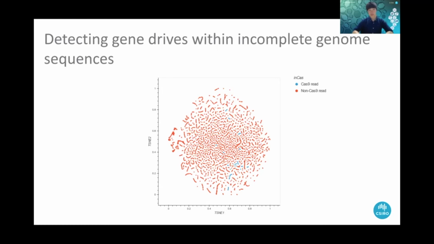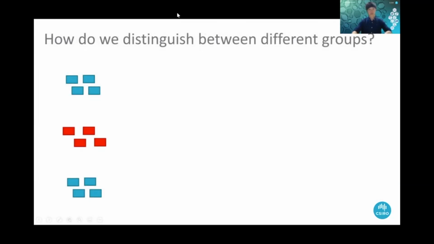And this raises the question of how do we actually determine which reads map to the Cas9 sequence and which reads map to the rest of the theoretical sequence. So from our previous analyses, we reasoned that the genomic signatures for each sequenced read could serve as an estimate of what the true genomic signatures might be.